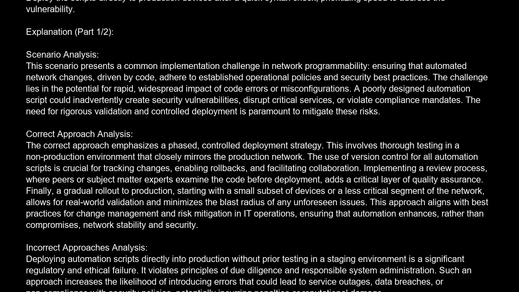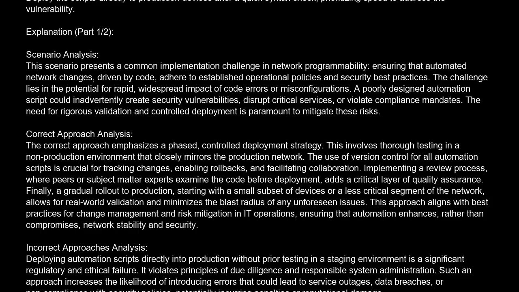Incorrect approach analysis. Deploying automation scripts directly into production without prior testing in a staging environment is a significant regulatory and ethical failure. It violates principles of due diligence and responsible system administration. Such an approach increases the likelihood of introducing errors that could lead to service outages, data breaches, or non-compliance with security policies, potentially incurring penalties or reputational damage.